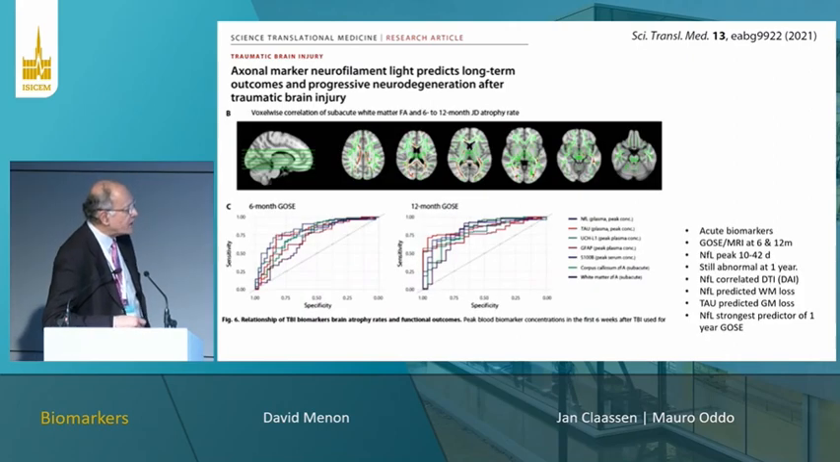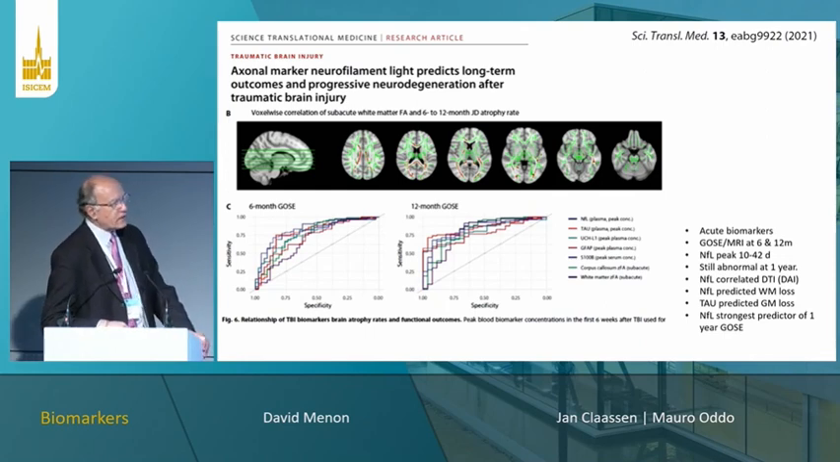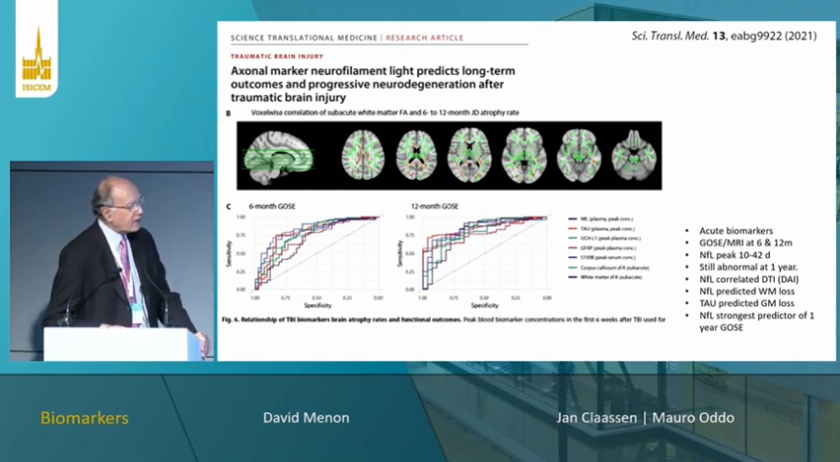And what they did was to measure biomarker levels across the first 6 weeks and use the NFL peak at 10 to 42 days, individualized for each patient, and showed that it was still abnormal at 1 year. And they found that NFL at peak levels correlated with diffusion tensor imaging. And here you have the area under the curve being depicted for each of the biomarker levels. But basically, GFAP and UCHL1 tended to predict gray matter loss, and NFL predicted white matter loss between 6 and 12 months after TBI.